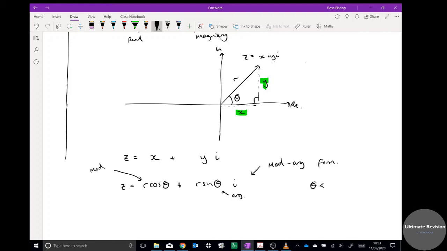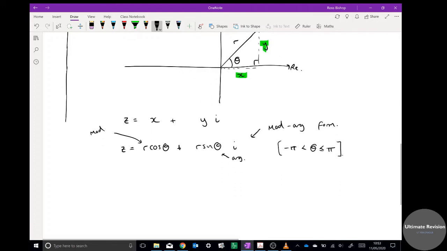Remember, the argument theta is usually between pi and negative pi. Okay, so I'm just going to tidy that up a little bit. We usually factorize out the r, and that's going to be cos theta, and we normally put the i in front of sine theta. So that is the official generalized way of writing complex numbers in modulus argument form.